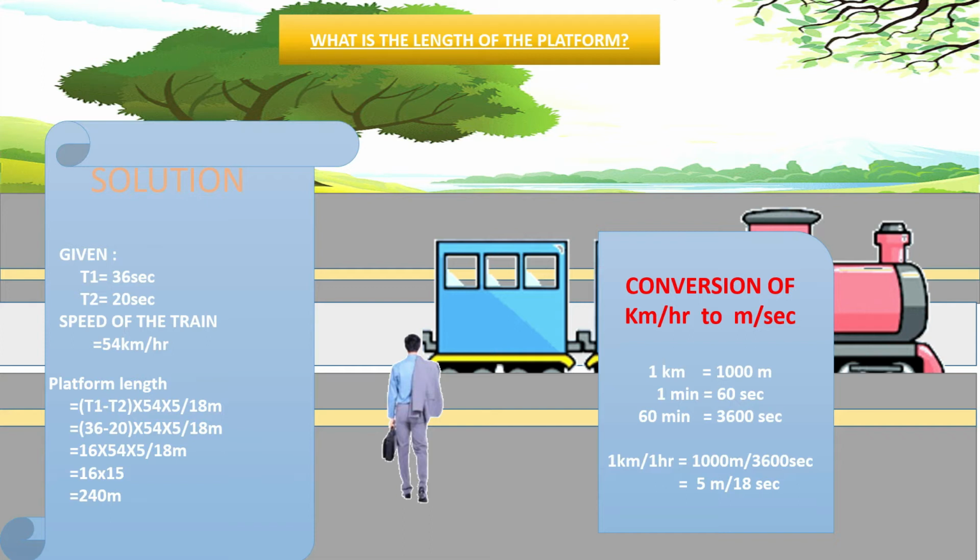The time difference between T1 and T2, 36 minus 20, is 16 seconds. We are going to multiply the speed, that is 54 km per hour, with the time difference. Along with that, we multiply by 5 by 18 to convert the speed into meter per second. By cancelling everything, we will be getting 16 seconds into 15 meter per second, that is the speed. So the answer will be 240 meter.